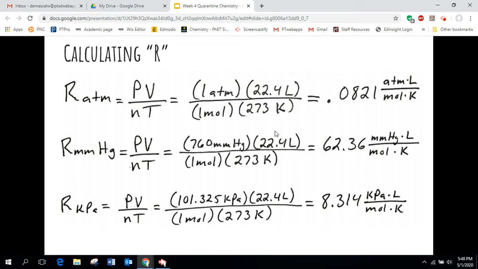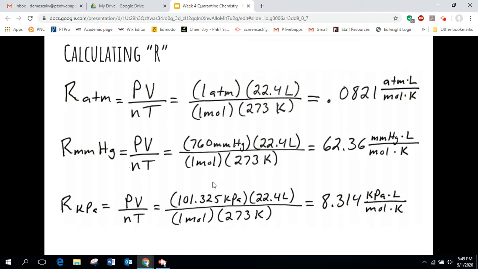If we plug in 760 millimeters of mercury instead of 1 atmosphere, so let's say the pressure was given to you in millimeters of mercury in the problem, then you could use 62.36 millimeters of mercury liters over mole K. How do we come up with this 62.36? How do we know this constant value? Take your standard pressure, your standard molar volume, standard molar amount, 1 mole, and standard temperature, you plug them all in.